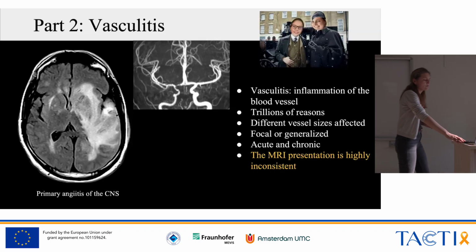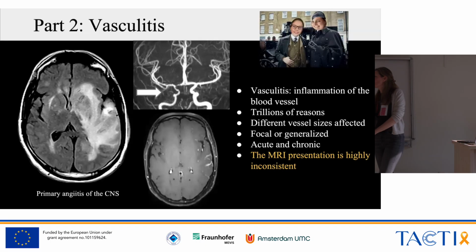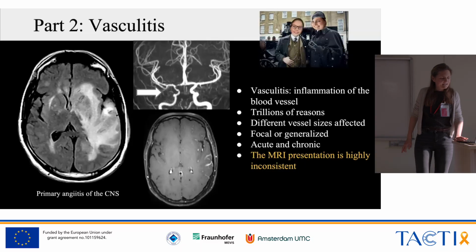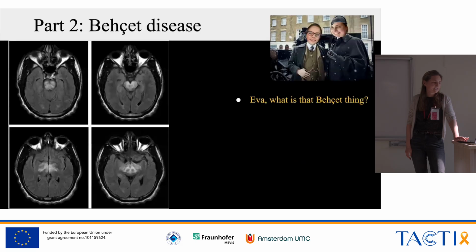We also use special sequences to show larger vessel inflammation, like for example here in the peripheral parts of the middle cerebral artery. And then we can say, okay, MS is highly unlikely in this case. Those lesions in the white matter are likely caused by vasculitis.